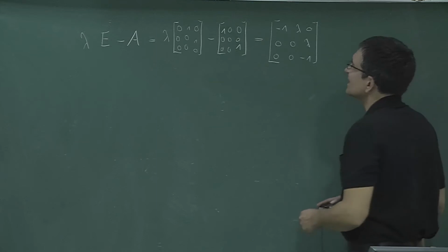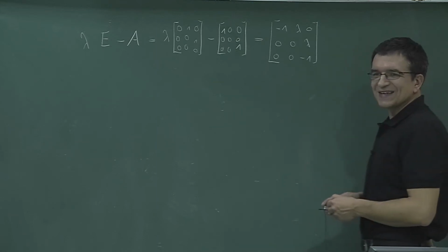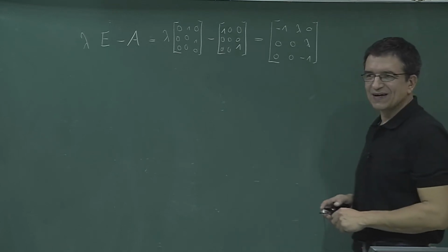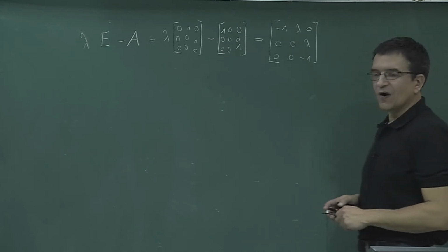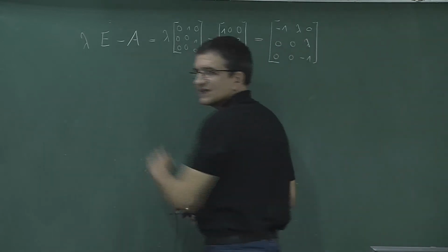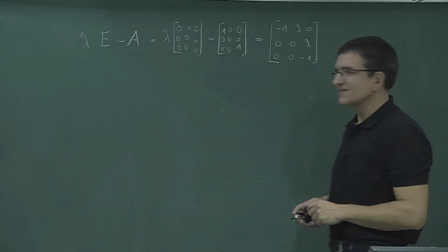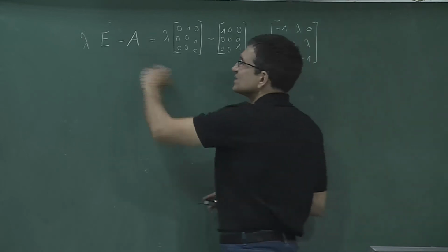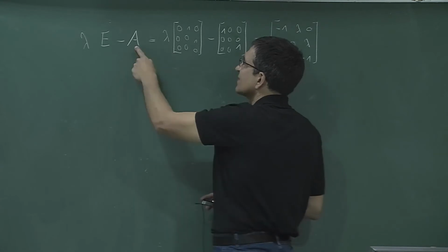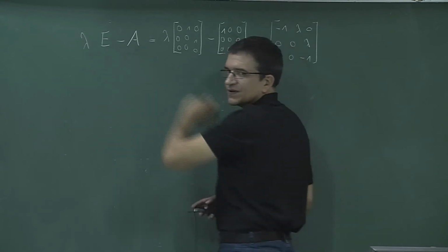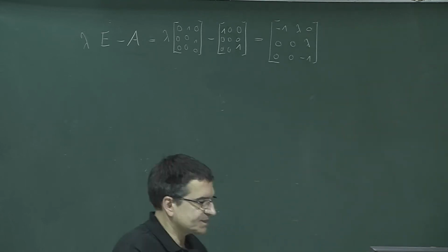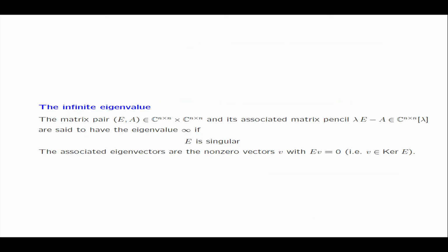So yeah, this is a basic example of a singular matrix pair, or one also says of a singular pencil. So this expression here is called a pencil, and it's a matrix polynomial of degree 1. So constant term, linear term.